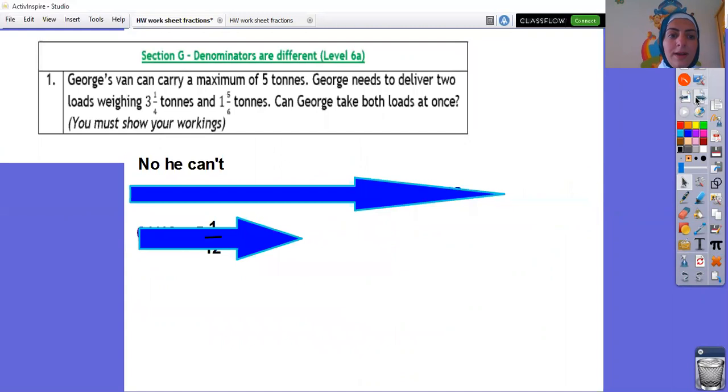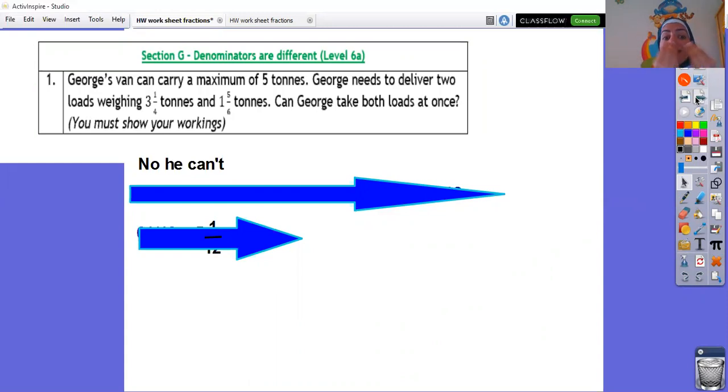Okay, let me think about this question with you together, all of you. It says that a van can carry a maximum of 5 tons. George needs to deliver 2 loads weighing 3/4 tons and 1 5/6 tons. Can George take both loads at once? He's saying that the maximum that could be taken in this van is 5 tons. So what about it? We have to see.